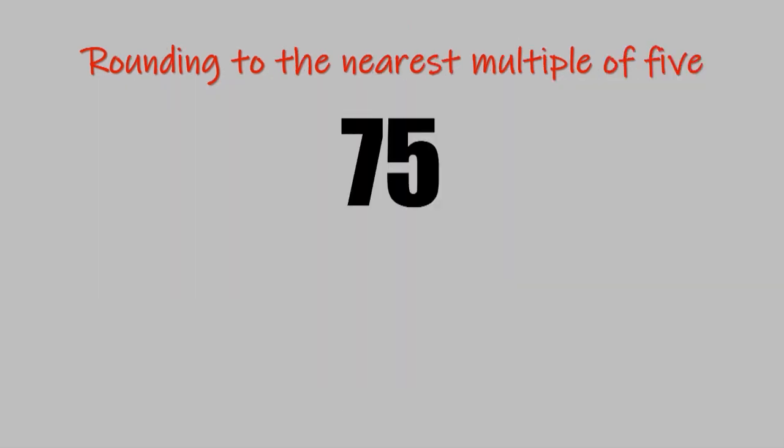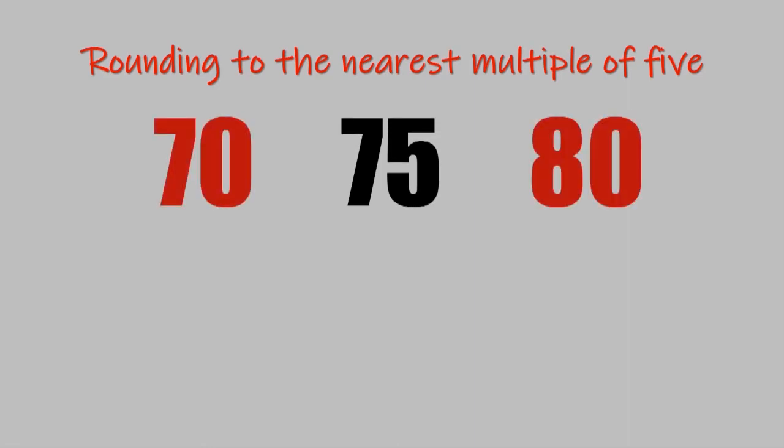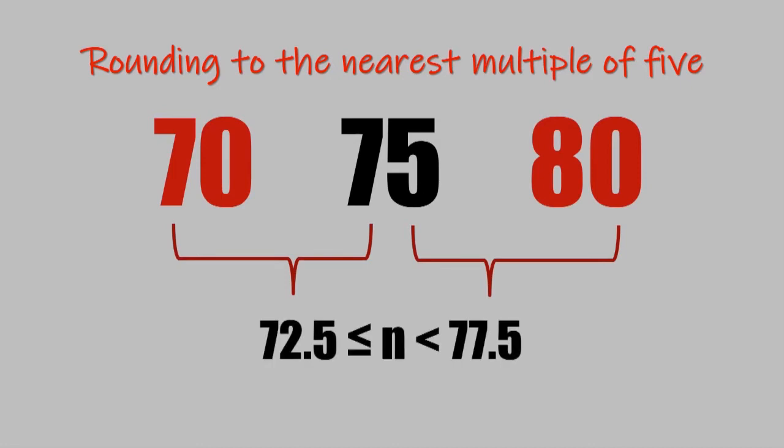So we don't always need a number line, we can do it in our heads. Let's try the nearest multiple of 5. That's the answer we've been given, 75, but that's not accurate. That was a number that was rounded to the nearest multiple of 5. So let's think of the 5 times table around 75. There'll be a 70 in front of it and an 80 behind it, and just as before, the lower bound is going to be halfway between 70 and 75, and the upper bound is going to be halfway between 75 and 80. So we can write down our limits of accuracy like this.